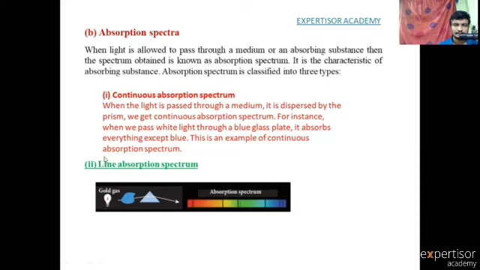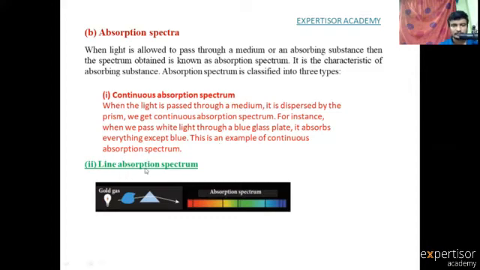For instance, when we pass white light through a blue glass plate, it absorbs everything except blue. This is an example of a continuous absorption spectrum.